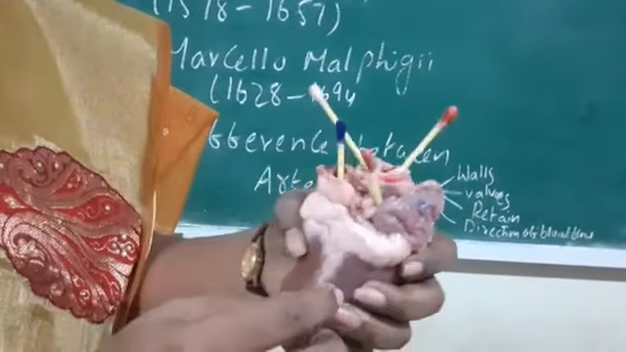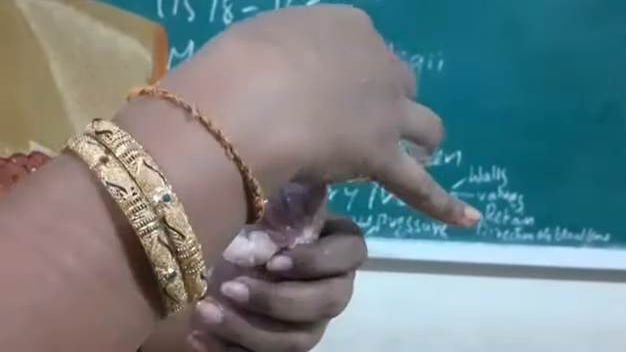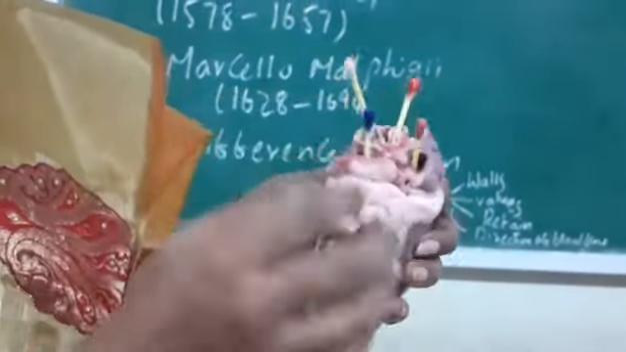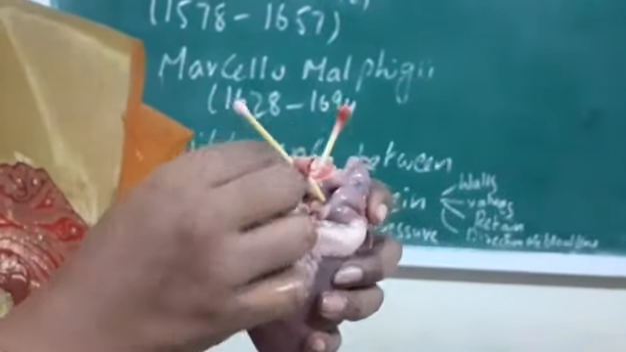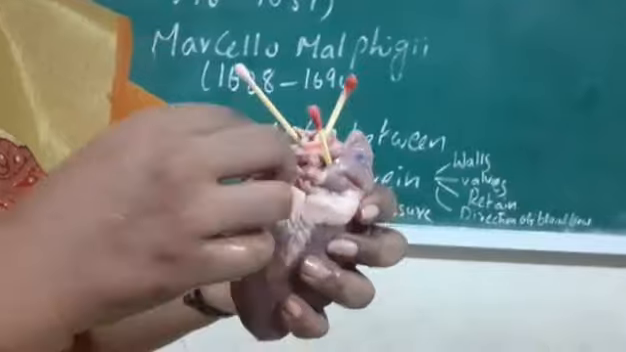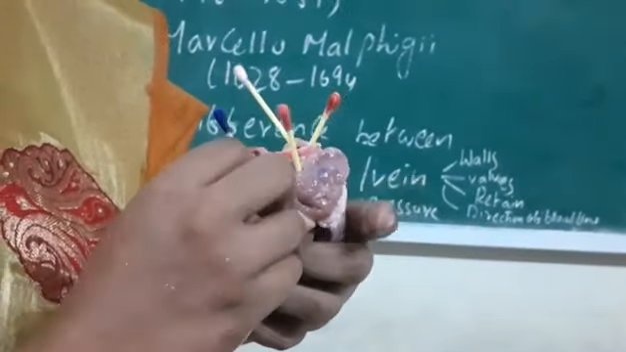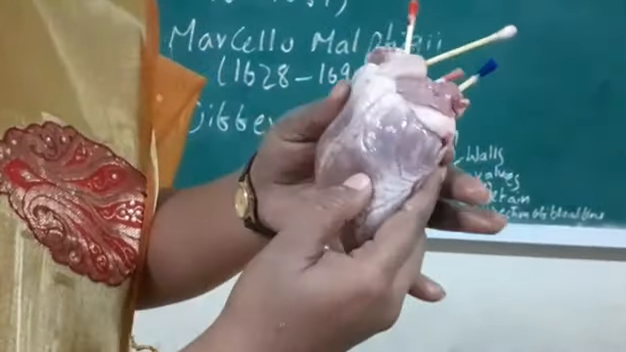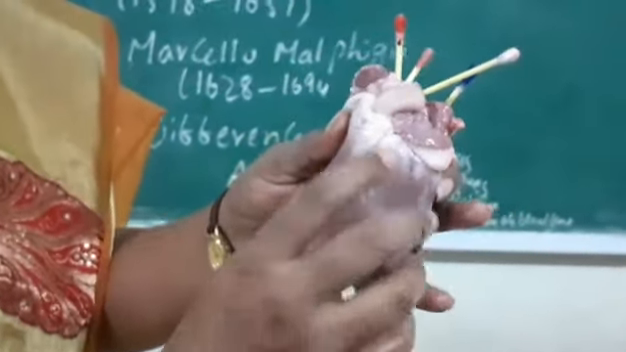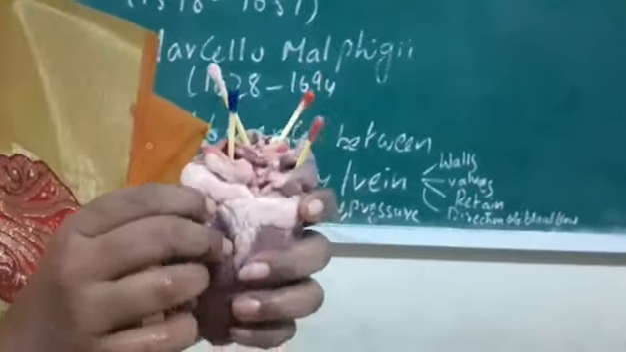So that is the superior vena cava, inferior vena cava, coronary vein and pulmonary vein that we will be observing. And when we see the arteries, we observe the largest artery, that is the systemic aorta, and the pulmonary artery. So pulmonary artery, systemic aorta, and we observe the coronary artery on the top of the heart. So these are the 6 blood vessels that will be attached to the heart.